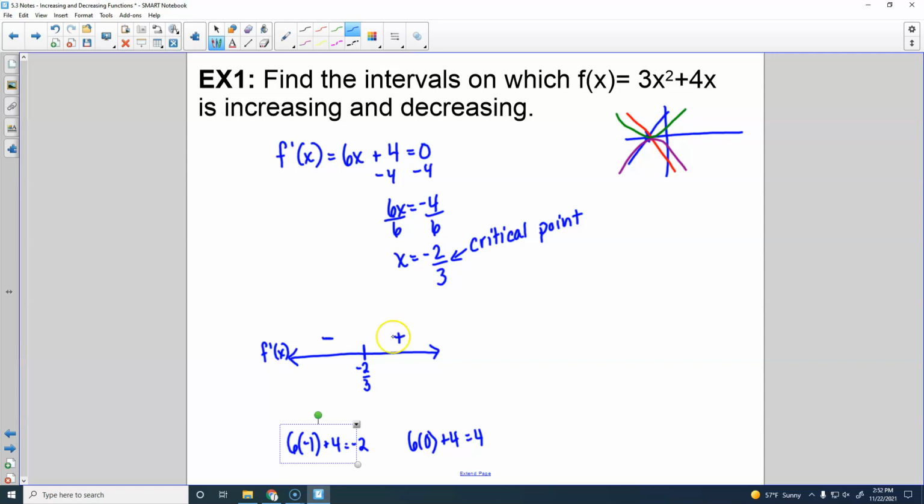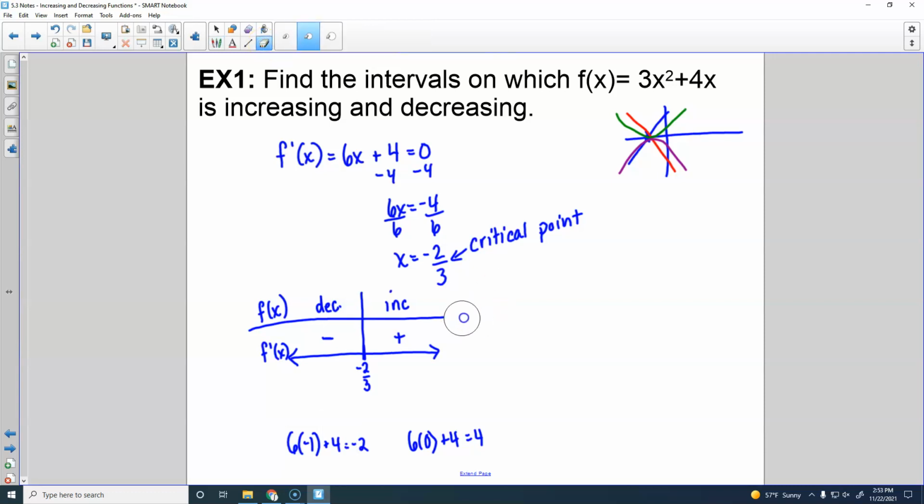So we have just found that the derivative is negative from negative infinity to negative 2/3, and that the derivative is positive from negative 2/3 to infinity. So let's think about what that tells us about our function, our f of x. It's decreasing less than that value and increasing here. So if our derivative is negative, our original function is decreasing. If our derivative is positive, our original function is increasing.